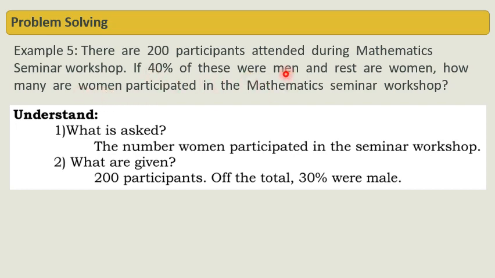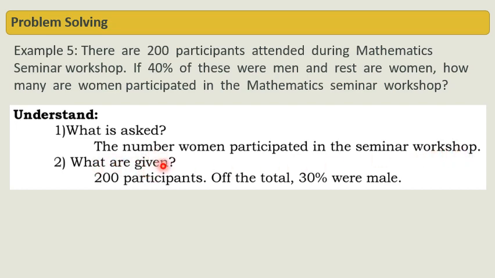Ang 40% men yun. So, paano natin malalaman kung ilang percent yung women? So, apply natin yung ating 4-step plan in problem solving. So, una is understand, pangalawa is plan, then yung third is solve, and yung last is check. Sa understand, we have 2 steps, yung what is asked and what are the given. So, what is asked? Ano yung tinatanong dito sa problem natin? So, nakita natin dito may question mark. Ano? How many are women participated in the mathematics seminar workshop? So, the number of women participated in the seminar workshop.